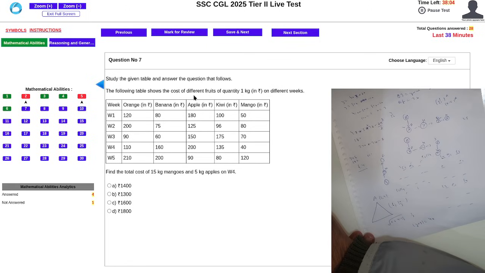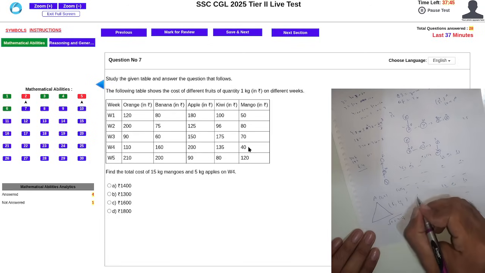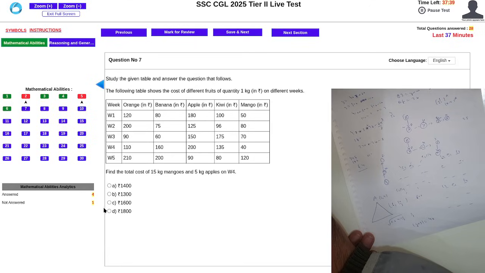Similar table is as follows. The following table shows the cost of different fruits by quantity. Find the total cost of 15 kg mangoes and 5 kg apples in week 4. Week 4, rupees. 15 kg mangoes 600 and 5 kg apples 1000, 1600.